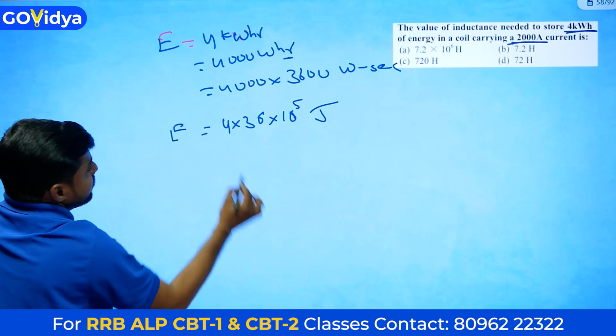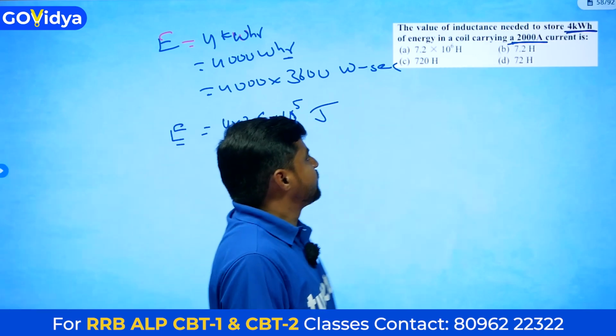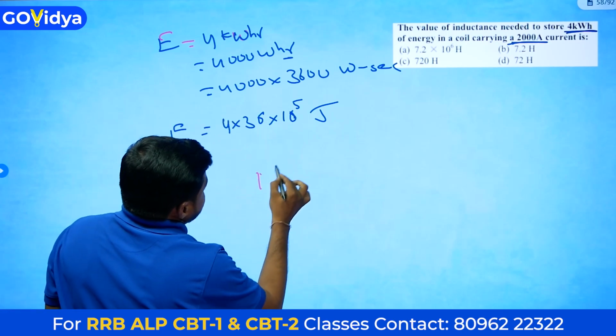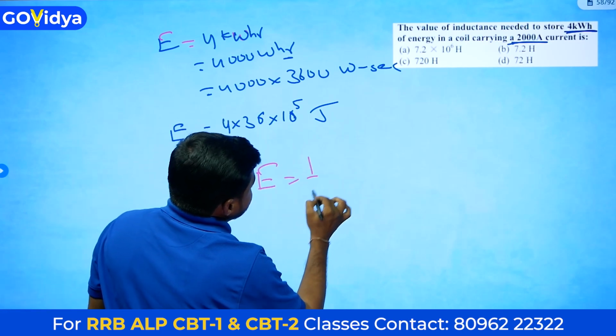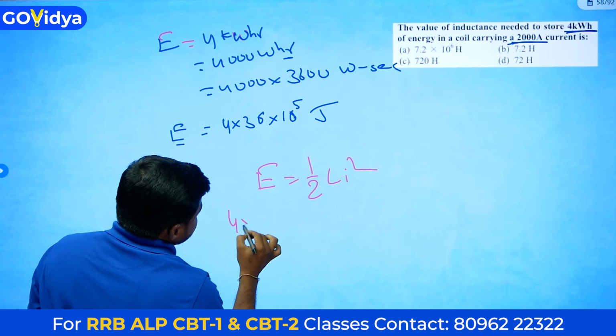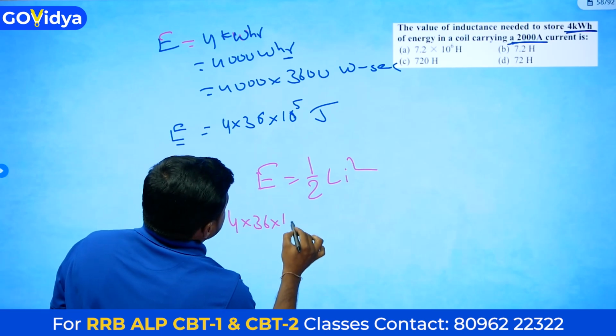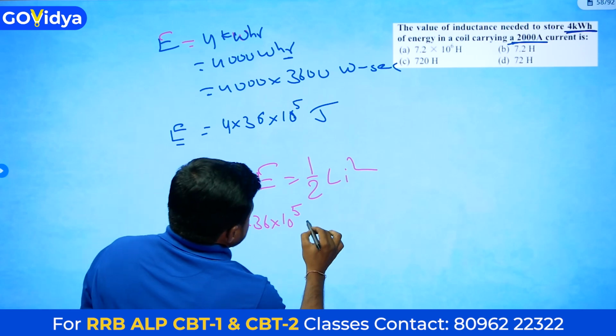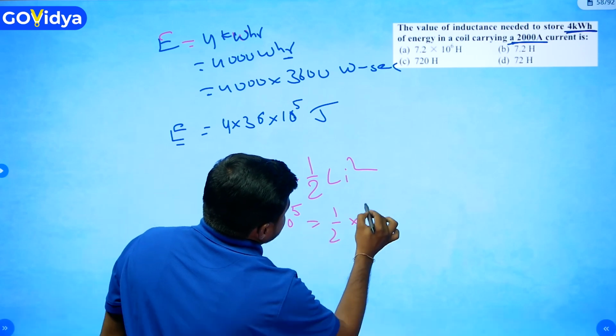This is energy. Now current is given. We have the energy formula. Energy stored in an inductor is equal to 1 by 2 L I square. Energy is 4 into 36 into 10 power 5, equal to 1 by 2 L I square. We have to find the L value.